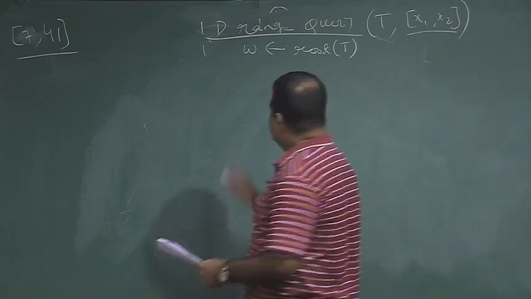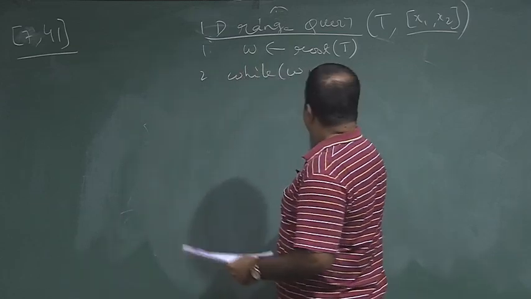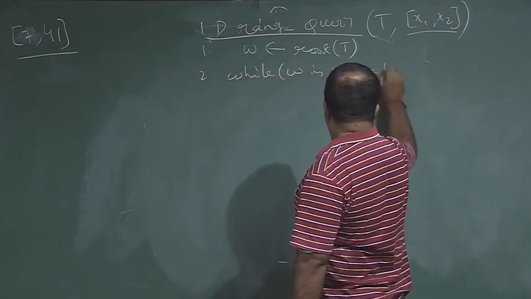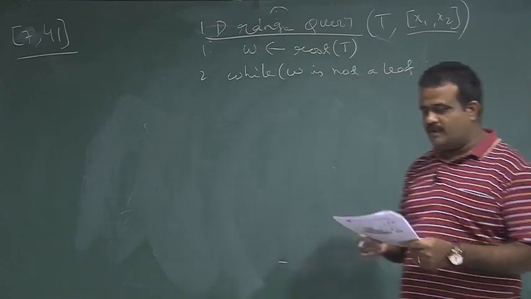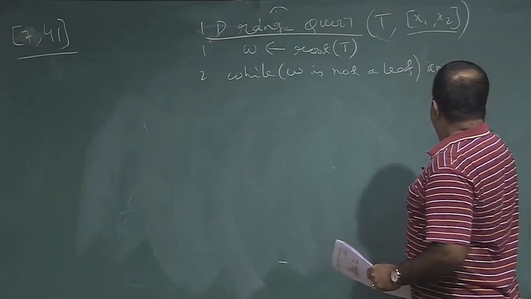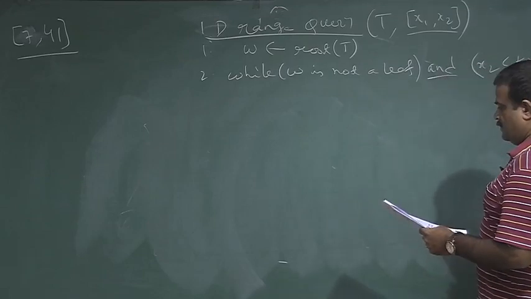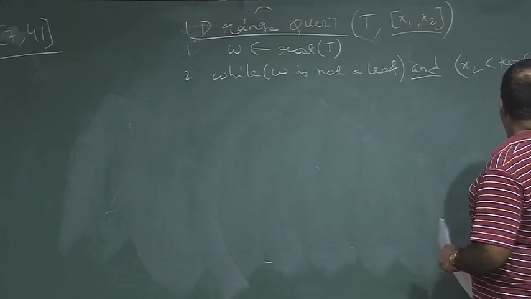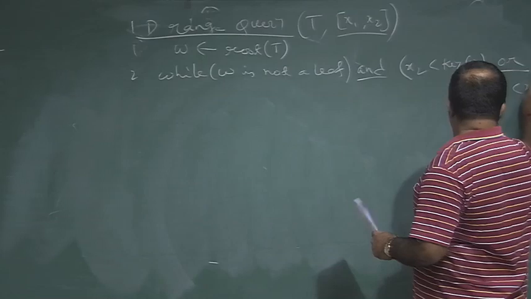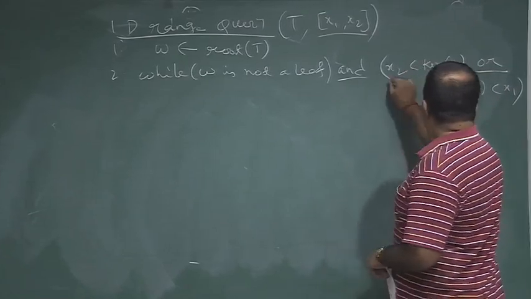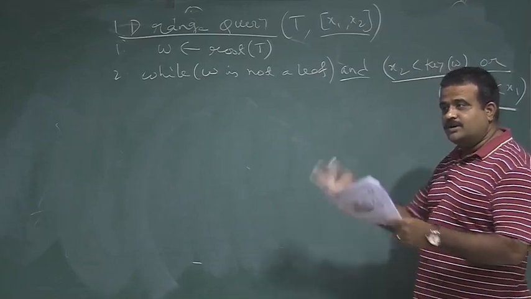So how to do that? While w is not nil, not a leaf (if it is a leaf we stop and check whether this node belongs to that interval or not), and x2 is less than the key value of w, or the key value of w is less than x1. That means we will go either to the left part or to the right part until we reach a split node.